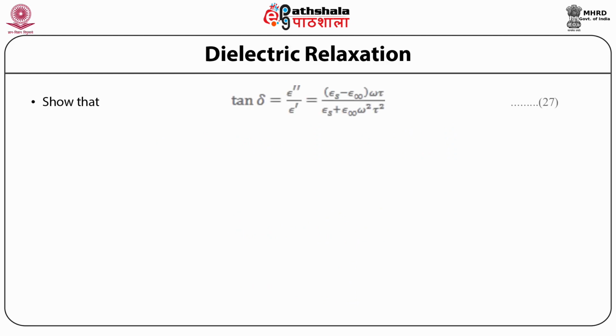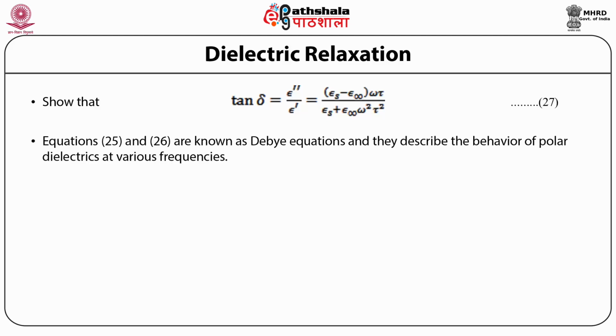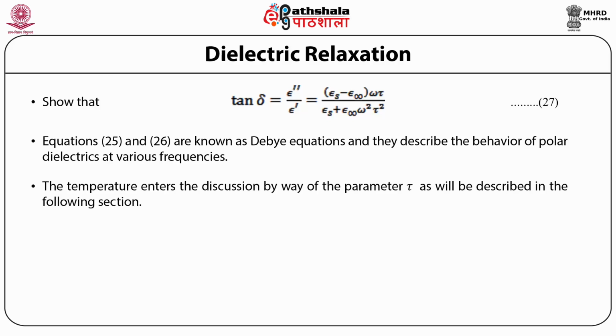It is easy to show that tan δ = ε''/ε' = (εs − ε∞)ωτ/(εs + ε∞ω²τ²). Equations 25 and 26 are known as Debye equations, and they describe the behavior of polar dielectrics at various frequencies. The temperature enters the discussion by way of the parameter τ, as will be described in the following section.